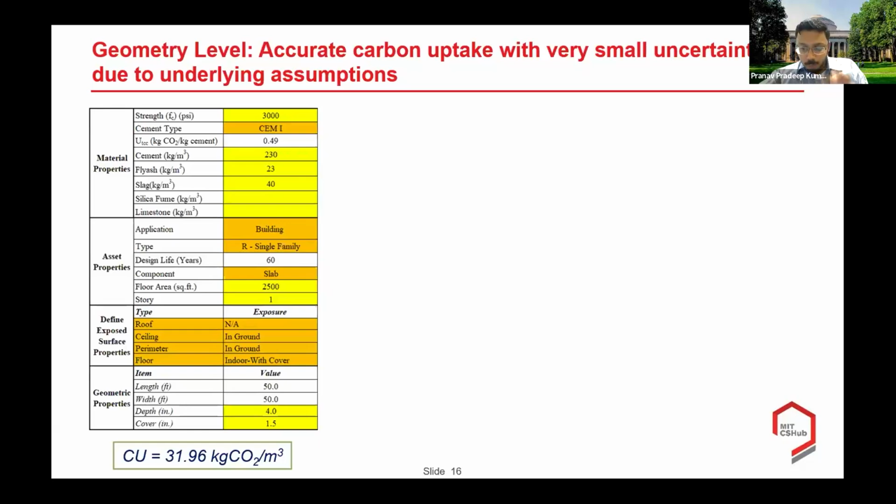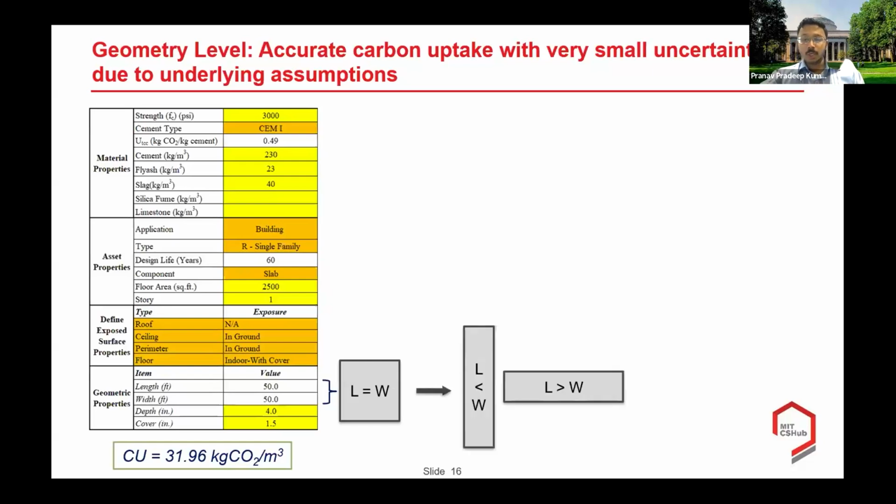So although we have an accurate value here, one of the underlying assumptions in this analysis is that the length and the width of the concrete slab that I considered here is kept the same. And that's just to minimize the amount of calculation complexity. But in practice, we can say that this could go either way.